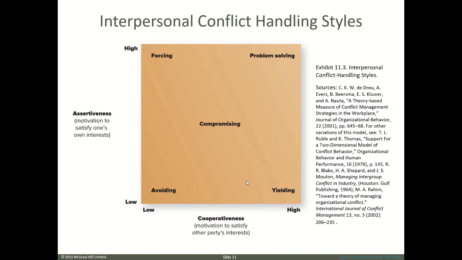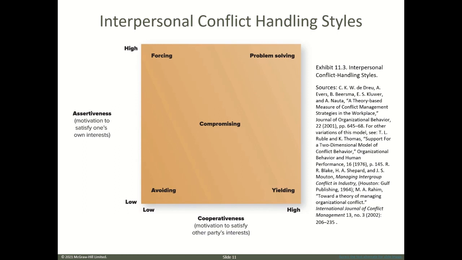If we talk about forcing, forcing is different. Forcing means there is a lack of cooperativeness, low cooperativeness, but on the other side more motivation to satisfy one's own interest. This is a win-lose orientation. It tries to win the conflict at the other's expense, relying on hard influence tactics, and also includes moderate assertiveness, such as showing support and conviction for an idea.